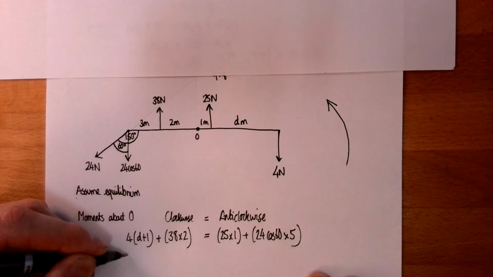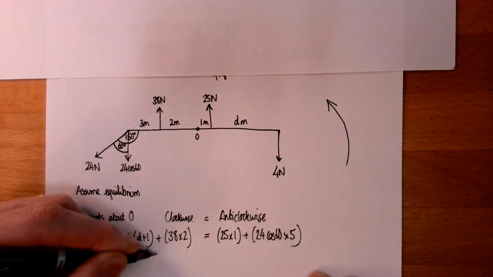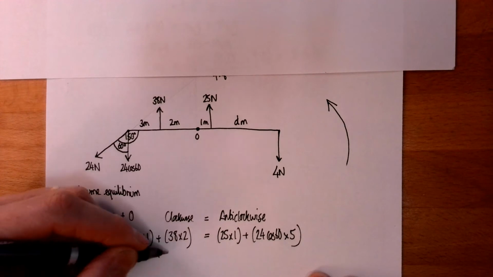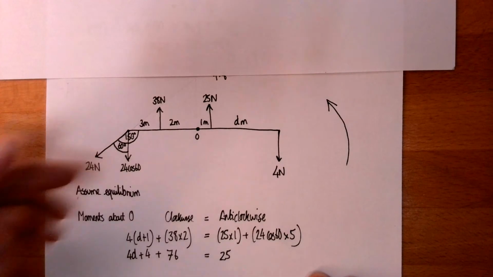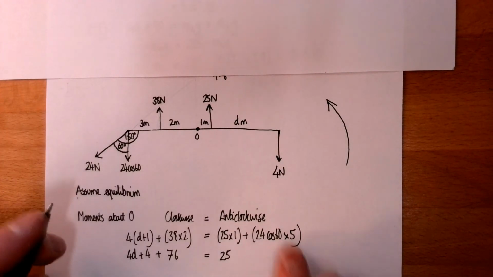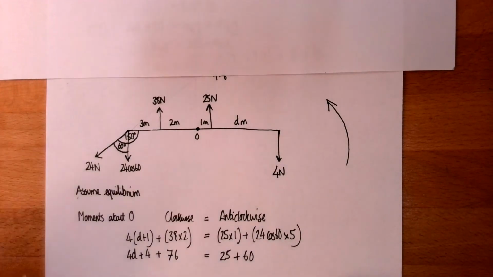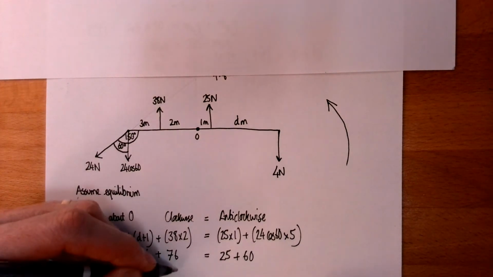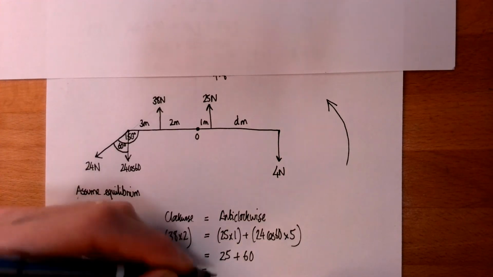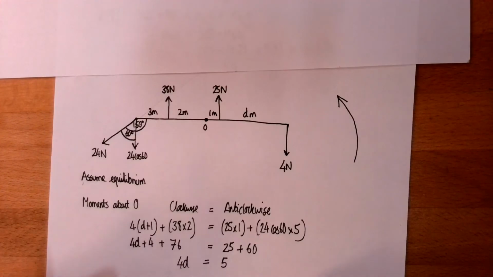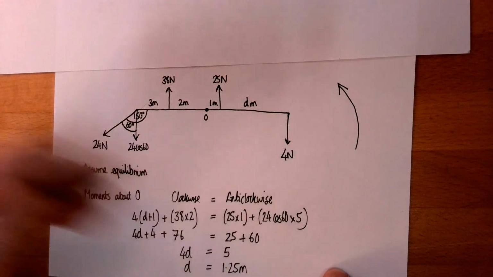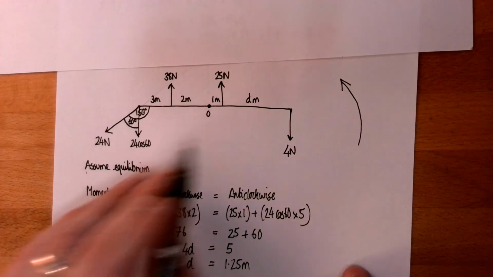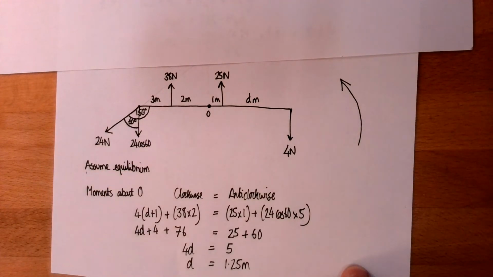Let's sort it all out. Expand the bracket: 4d plus 4 plus 38 times 2, that's 76, equals 25. Cos 60 is a half, so that's 12 times 5, so that's 60. So I've got 85 here. I need to take away 80, so that means 4d equals 5. So d is equal to 1.25 meters. Now that means that when it's in equilibrium, d is 1.25 meters.